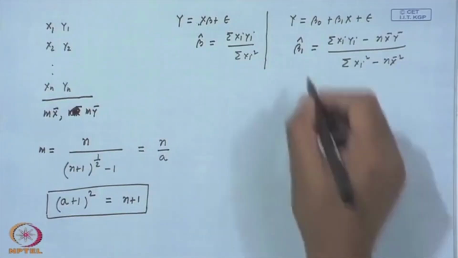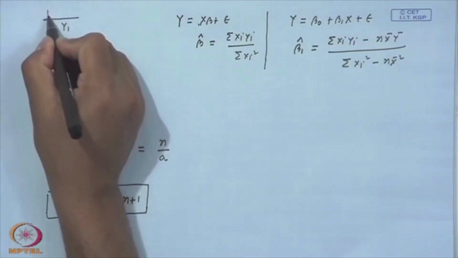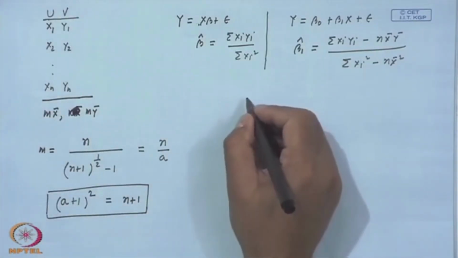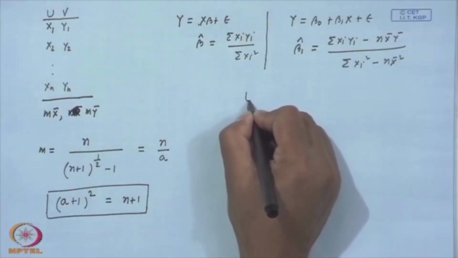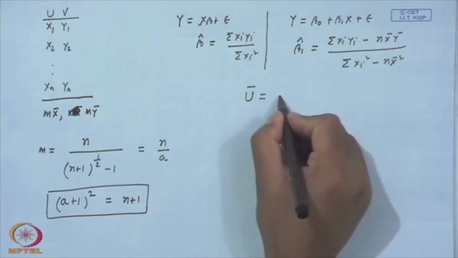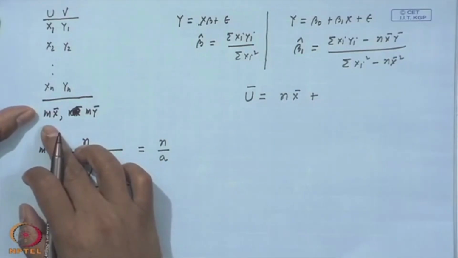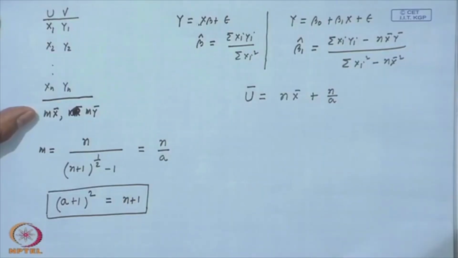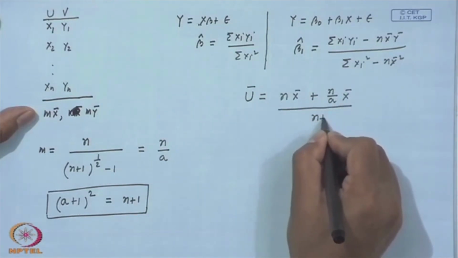Okay. Now, we will use this formula for the revised data. Let me call this data u, v. Now, for this new data which is now involving n plus 1 points, what is u bar? u bar is equal to n x bar plus the new data m x bar, m is nothing but n by a, x bar by n plus 1.